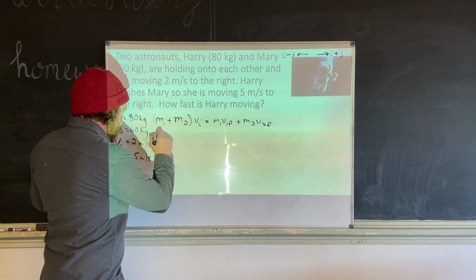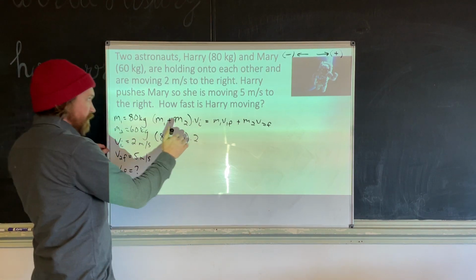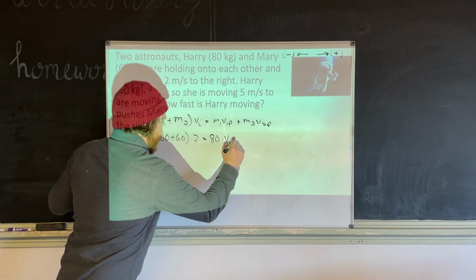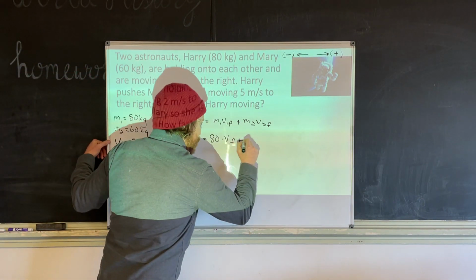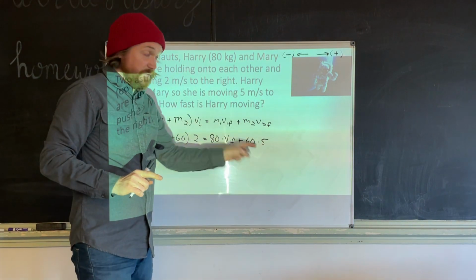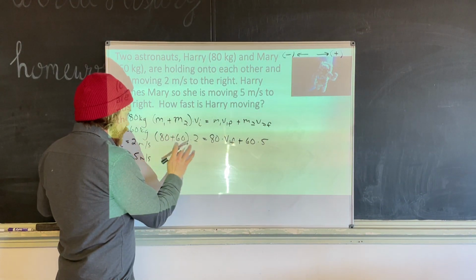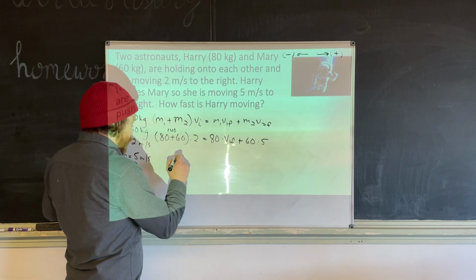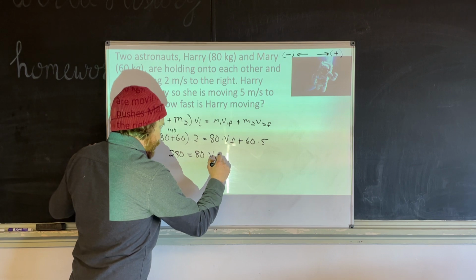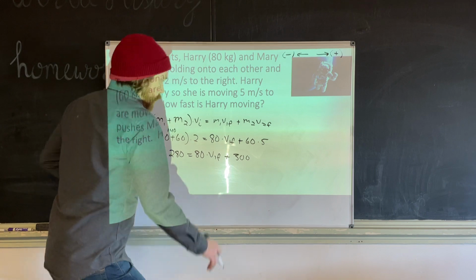So we add them together, plug the numbers in. 80 plus 60 times 2. Double check all my numbers are right. Good. He's 80 kilograms times V1F. That's what we're looking for. She is 60 kilograms and is moving 5 meters per second, which is positive because she's moving to the right. Do the math. 80 plus 60 is 140. 140 times 2 gives me 280. This gives me 80 times V1 final plus 60 times 5, which gives me 300.